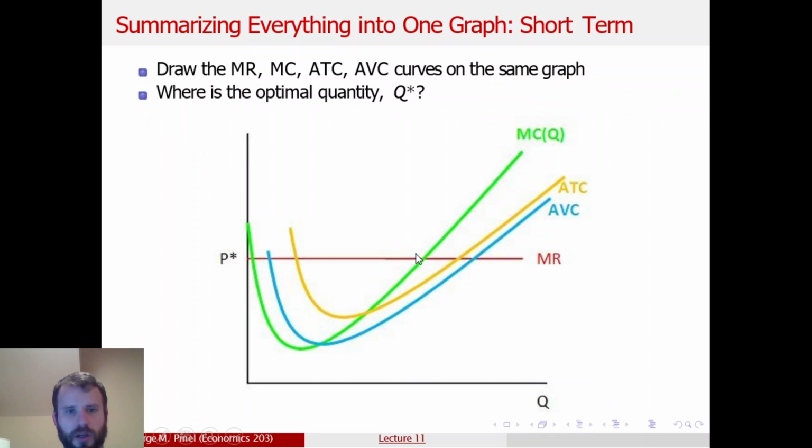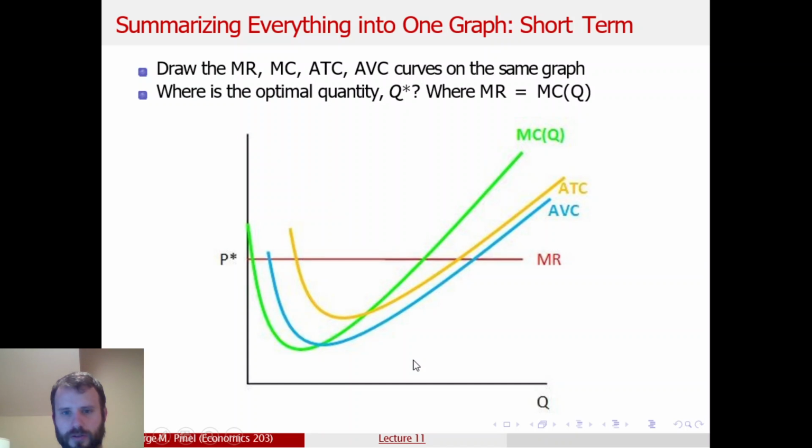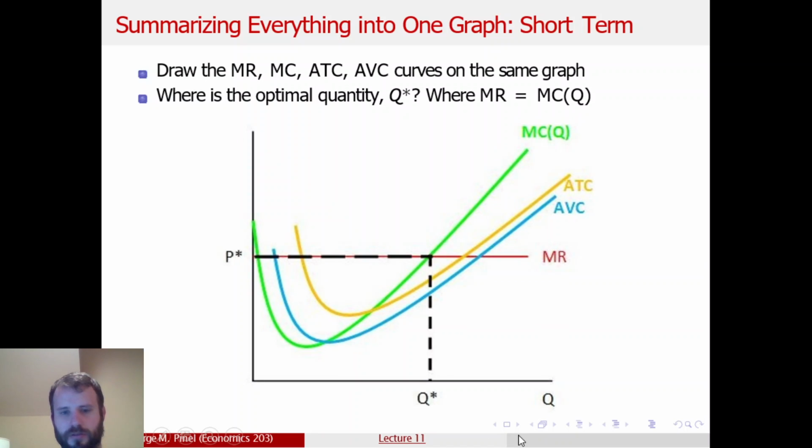Okay. Where is the optimal quantity Q star? Q star is anywhere that marginal cost is equal to marginal revenue. So if I'm doing like a hot and cold, I'm going to go right to this point right here where marginal cost equals marginal revenue. And down here is your Q star. Okay. So this is your equilibrium for the firm, Q star, P star.